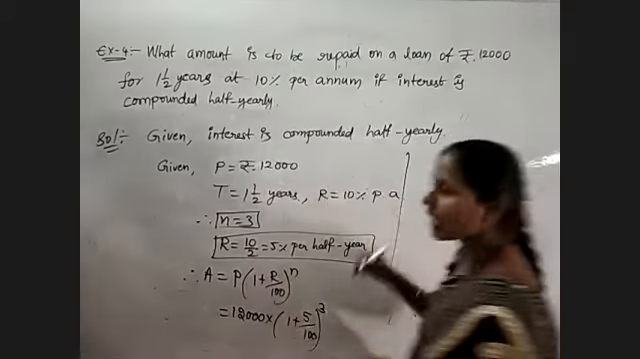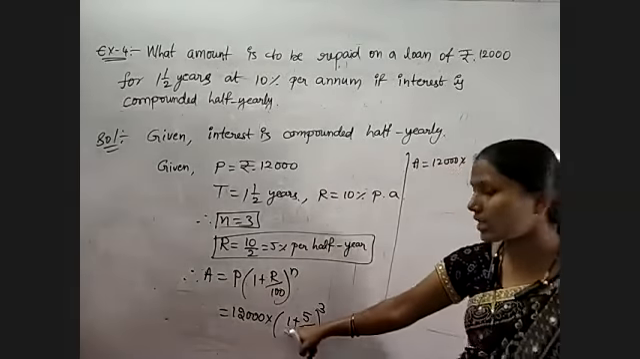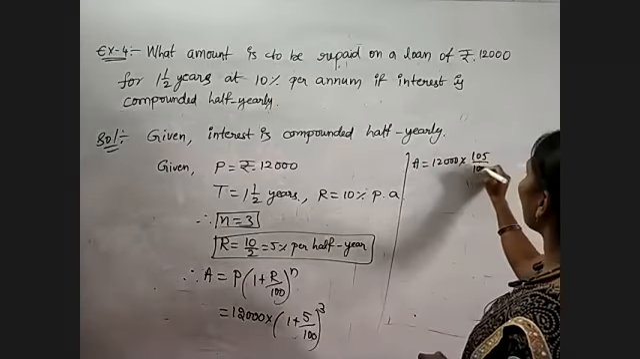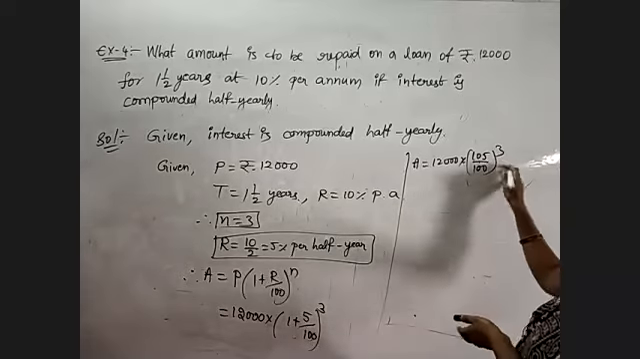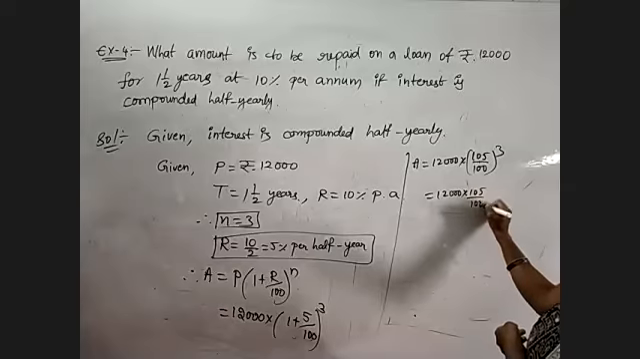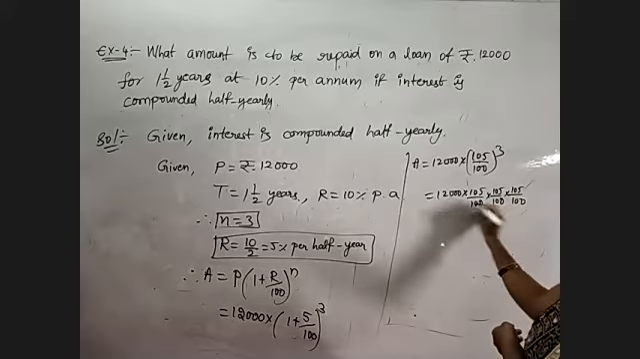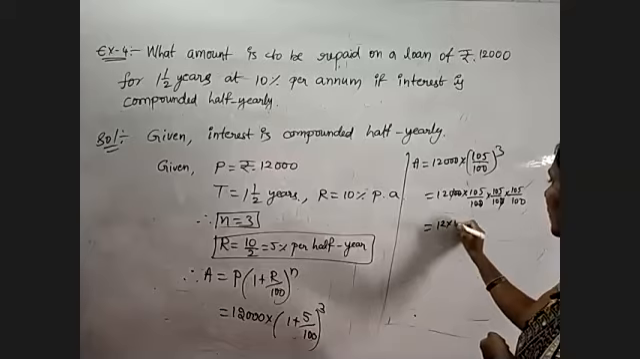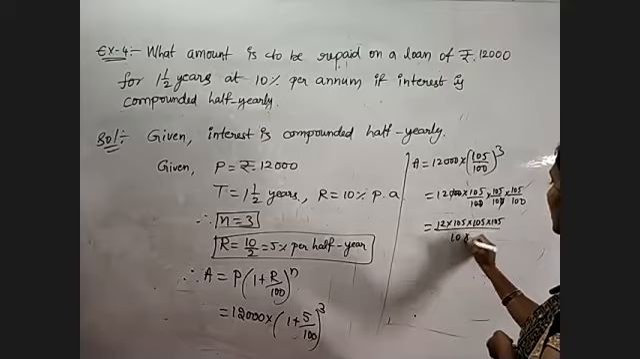After the simplification, we will get the answer. That is, amount will be equal to 12,000 into 1 plus 5 by 100, that is 105 by 100, whole cube. Because here 3 times is there, elaborate that exponential form: 12,000 into 105 by 100 into 105 by 100 into 105 by 100. 2 zeros will get cancelled, 1 zero will get cancelled. So 12 into 105 into 105 into 105 by 10 into 100.